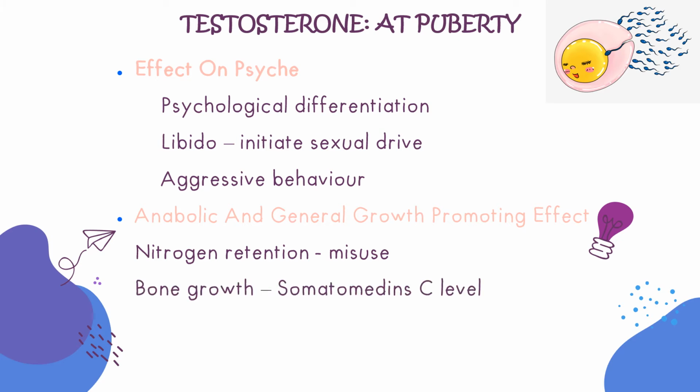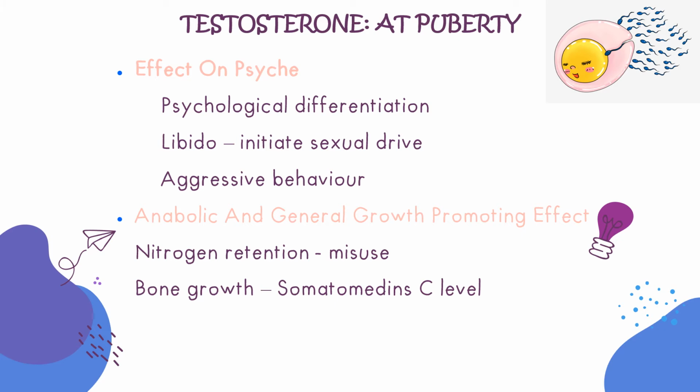Then bone growth. Androgens interact with the growth hormone to increase the somatomedin C. So this increases the rate of linear growth of the bones, causing a rapid increase in the stature at puberty. That's why during puberty there is suddenly an increase in the height of the individual. The pubertal growth spurt happens because of the somatomedin C level that interacts with the androgen.